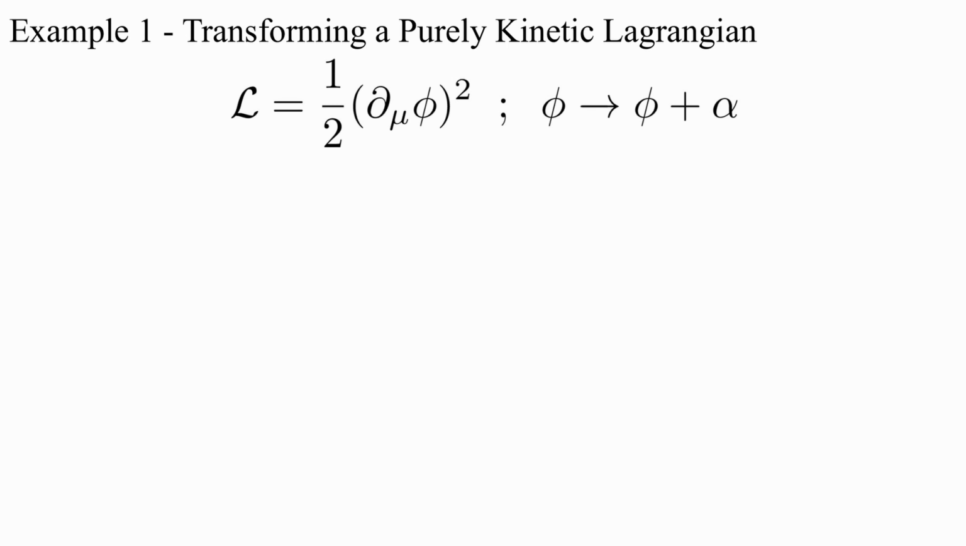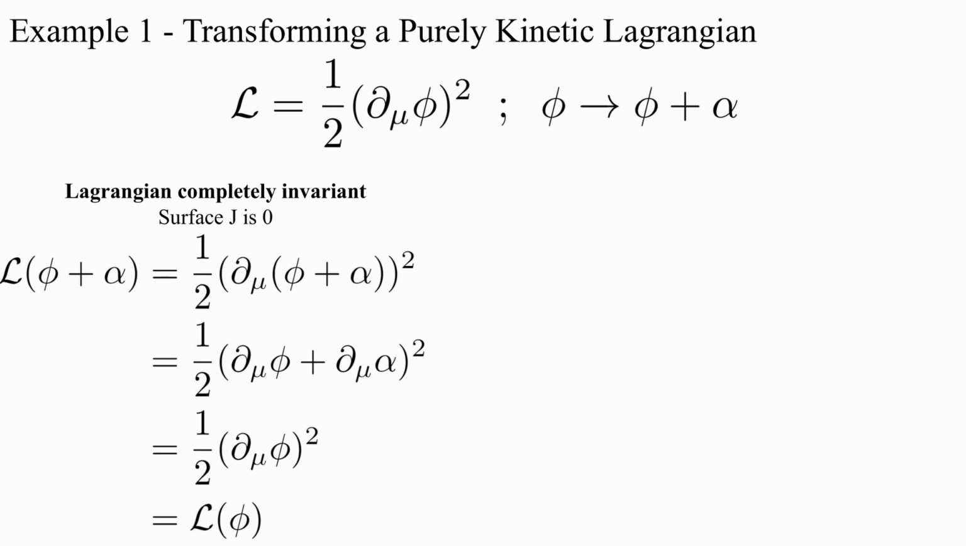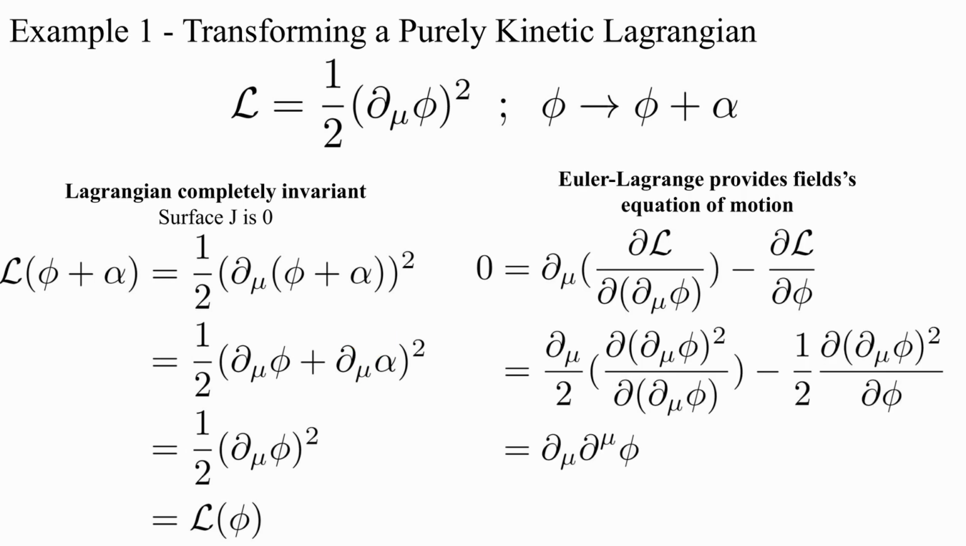So first we can start with a very simple example of a Lagrangian that's purely kinetic and transform the field by some small factor alpha. We first want to show that the Lagrangian is invariant under this transformation, so we just displace the Lagrangian by this factor of alpha and realize that the partial derivative cancels out the constant alpha and just leaves us with our original Lagrangian. Then we want to derive the Euler-Lagrange equations of motion, which is also pretty straightforward.